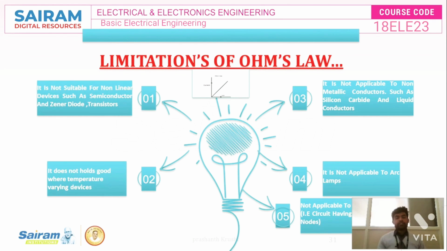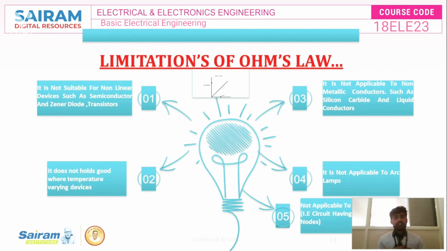Once again, I'll revise the limitations of Ohm's law. Ohm's law is not applicable to non-linear devices such as diodes, semiconductors, and transistors, because those are all negative temperature coefficient devices. As temperature increases, the resistivity decreases. And also it is not applicable to temperature varying devices like thermistors, thermocouples, and temperature measuring devices, because a temperature difference will be there, then only the measuring device will work.